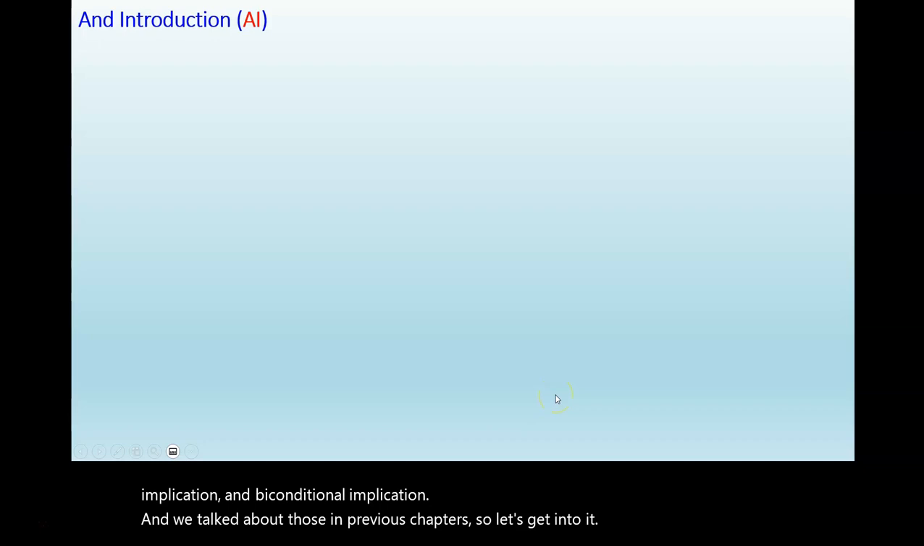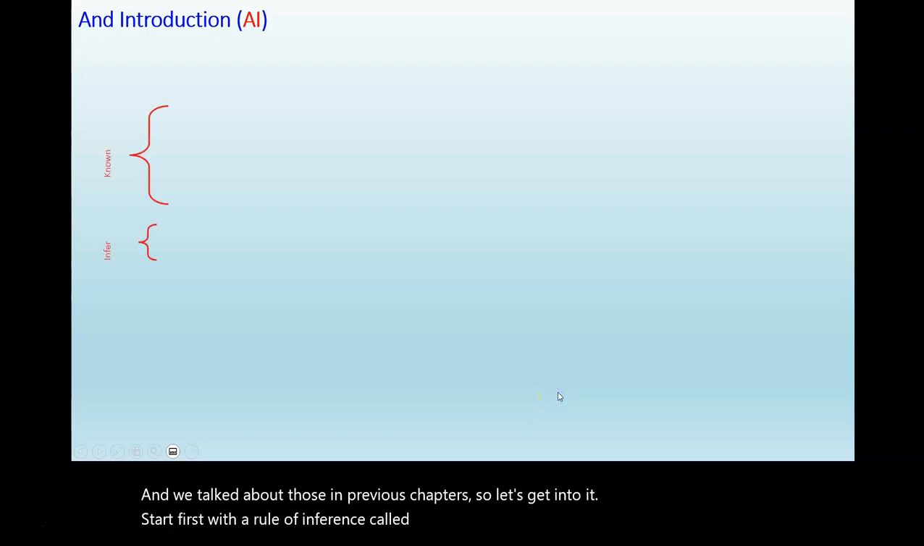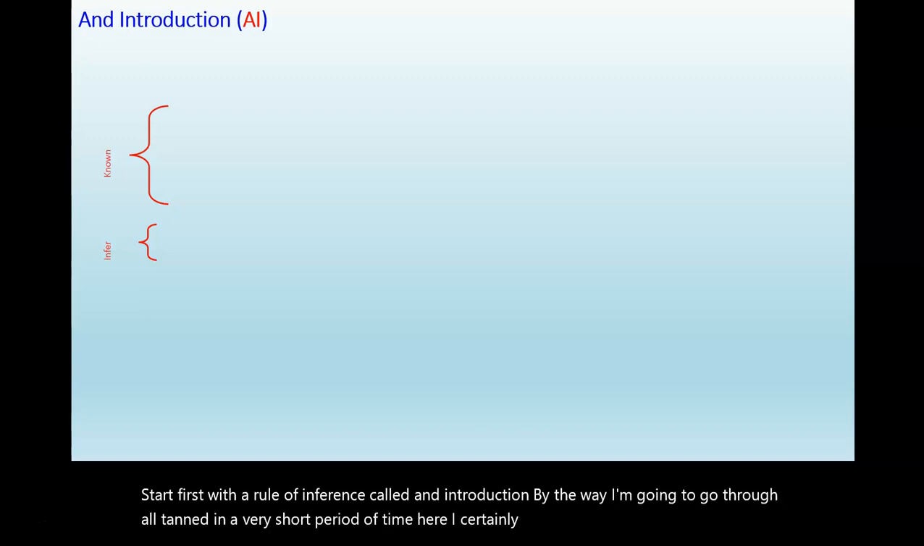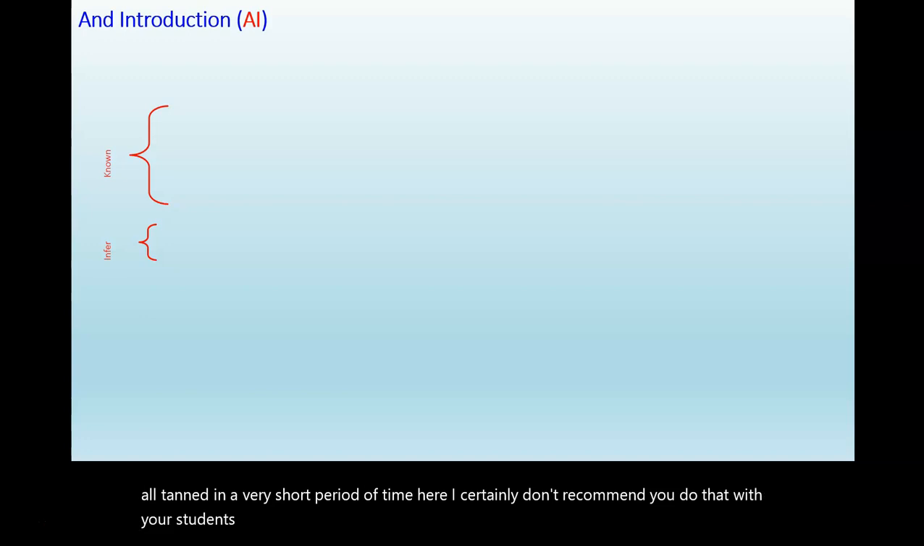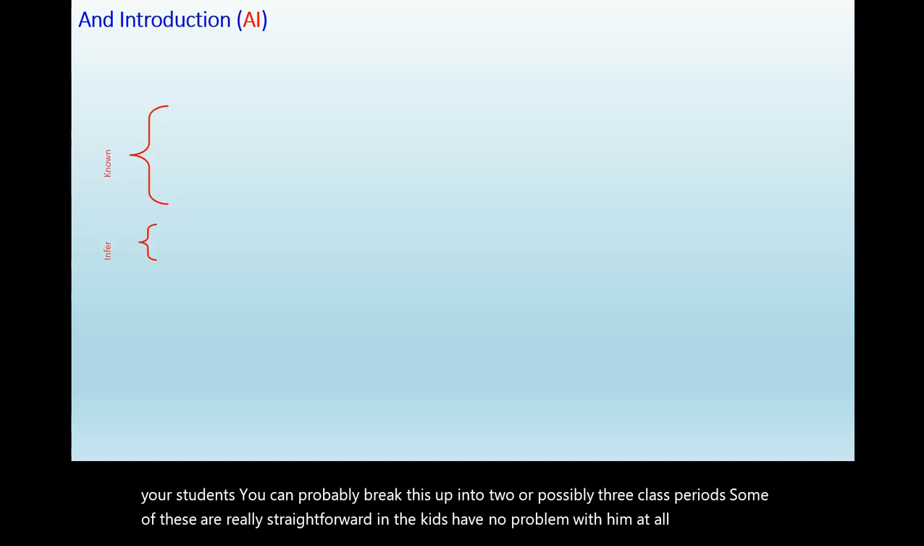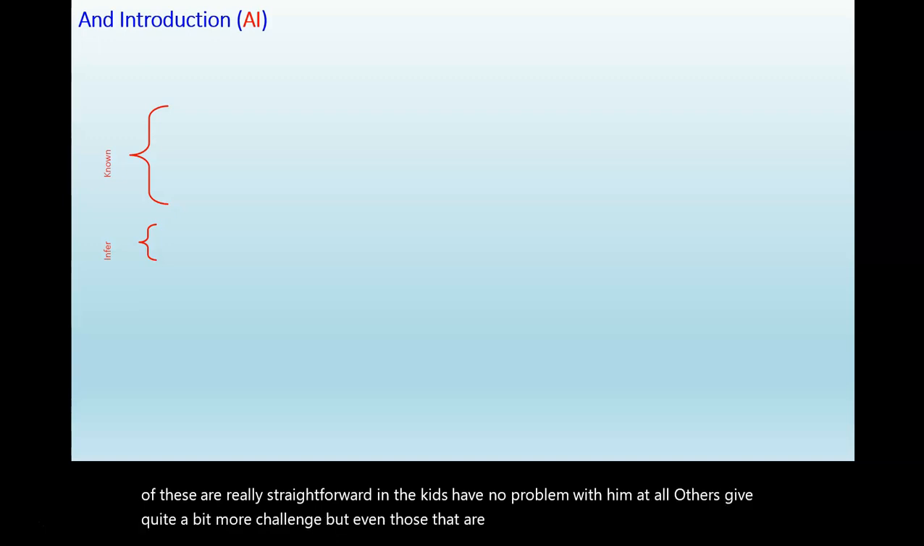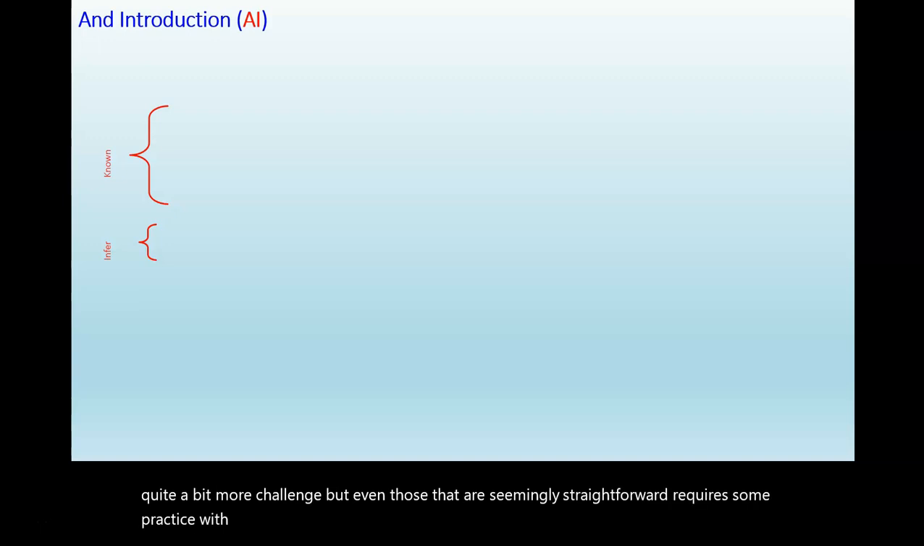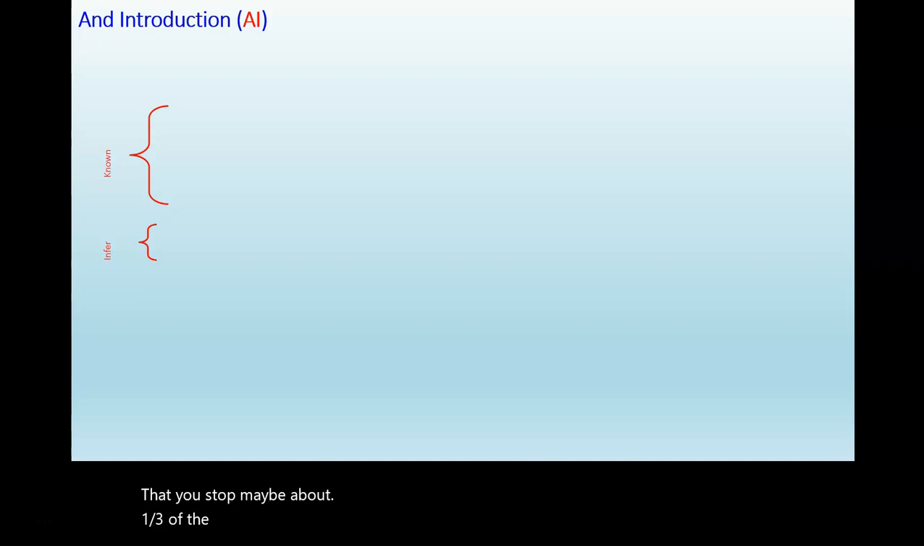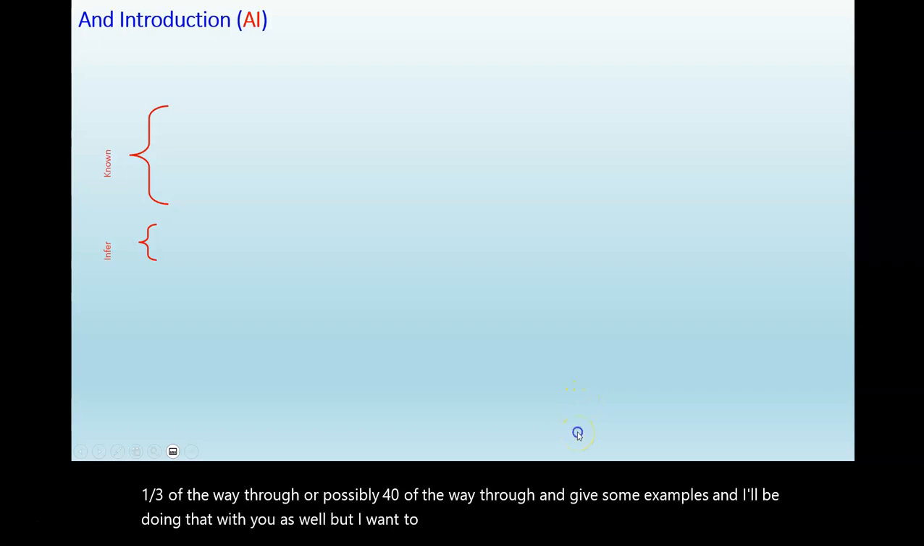I'll start first with a rule of inference called and introduction. By the way, I'm going to go through all 10 in a very short period of time here. I certainly don't recommend you do that with your students. You can probably break this up into 2 or possibly 3 class periods. Some of these are really straightforward and the kids have no problem with them at all. Others give quite a bit more challenge, but even those that are seemingly straightforward require some practice with examples. And so I'm going to recommend for your consideration that you stop maybe about 1/3 of the way through, or possibly 40% of the way through, and give some examples. And I'll be doing that with you as well. But I want to go through on this video all of them.